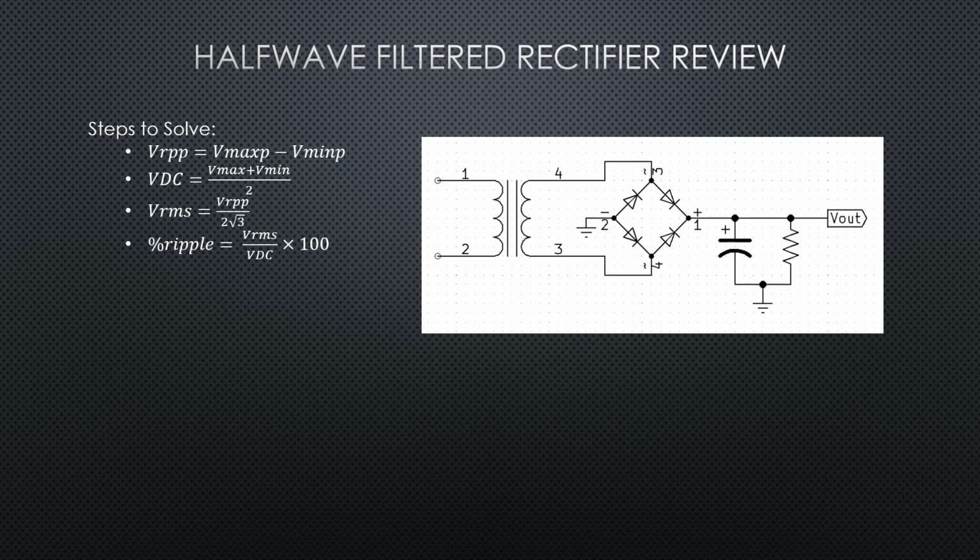We know that essentially that signal is kind of a triangle wave, so for RMS we've got V ripple peak to peak divided by 2 times the square root of 3. That gives us our RMS. And then finally, to determine our percent ripple, we've got V RMS divided by VDC times 100.